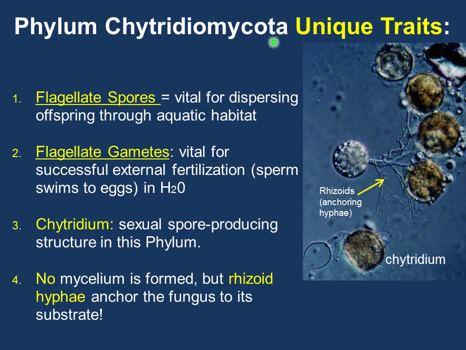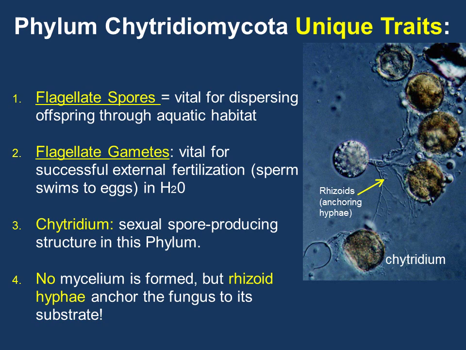Looking at Phylum Chytridiomycota, the unique traits that you'll need to remember for this phylum are: 1, they have flagellate spores. They're vital for dispersing offspring through aquatic habitat. They also have flagellated gametes, so that's a sperm and an egg that find each other for external fertilization.